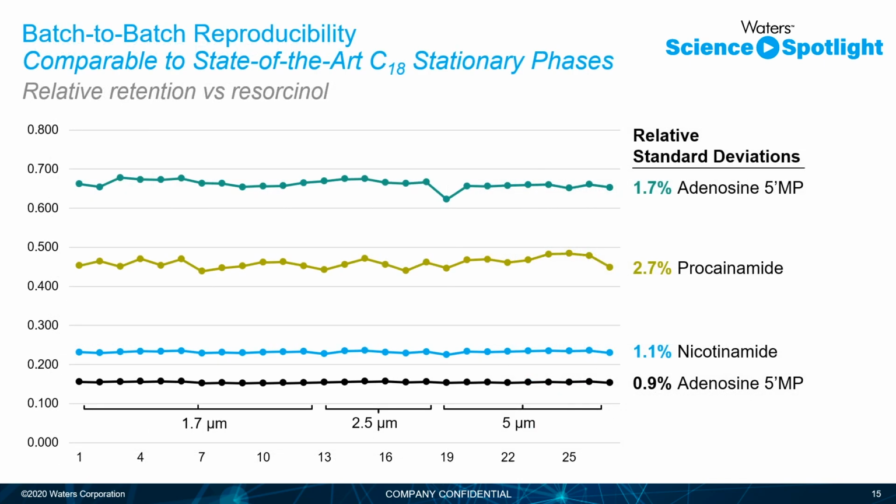If we look at the batch-to-batch reproducibility one step further, we look at the relative retention of the analytes due to resorcinol. Now, this reproducibility is comparable to our state-of-the-art C18 stationary phases. If we look at the relative standard deviation values for, in this case, 27 different batches that span across 3 different particle sizes, you can see that the percent RSDs for the relative retentions are all less than 3%. And again, this stationary phase is as reproducible as our most current modern straight C18 bonded stationary phases.